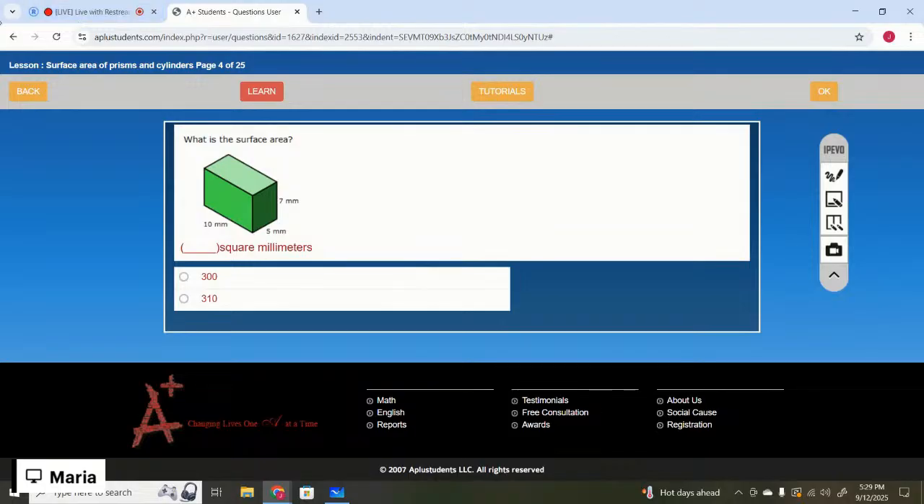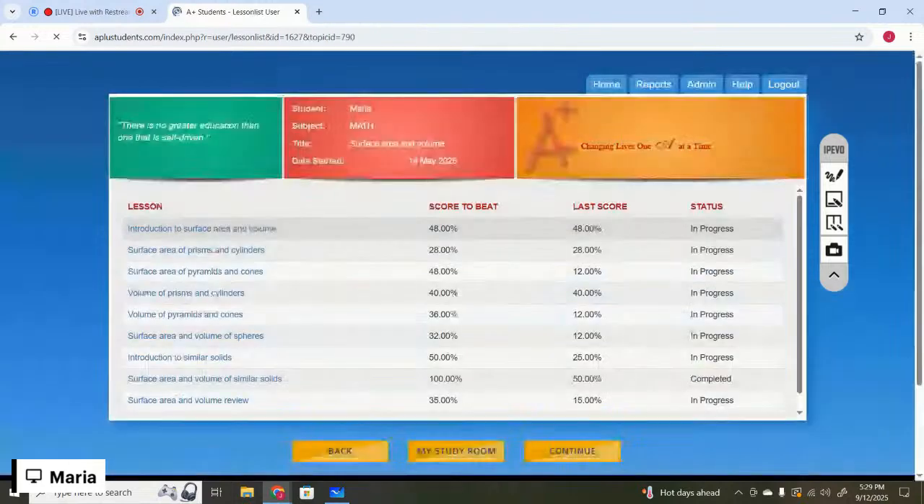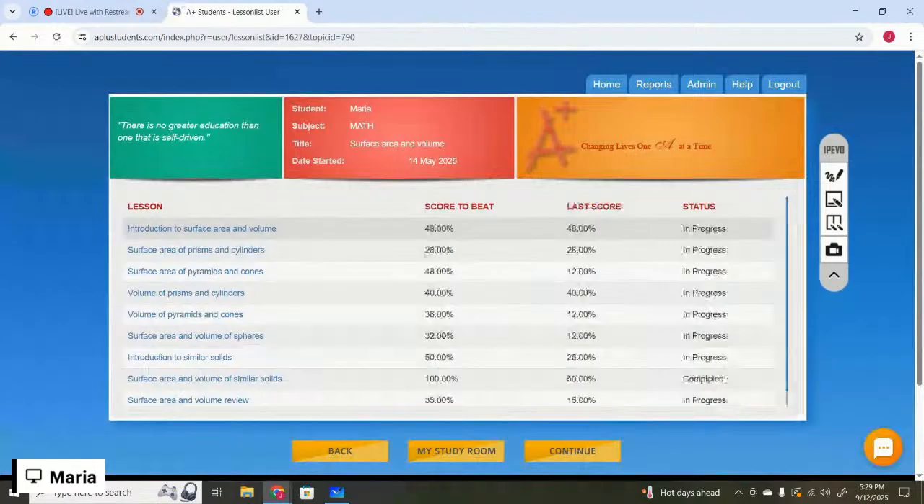Okay, you can complete the lesson by yourself later today. Let me just move on to the next lesson: surface area of pyramids and cones. Let's just start with the next lesson.